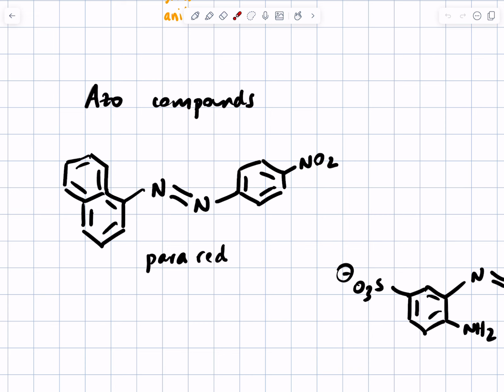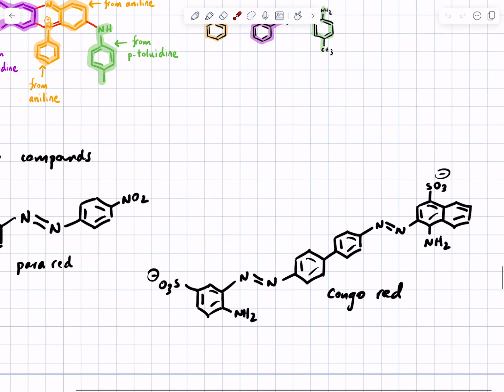So this one is red. And people got very creative. You can see the question they were asking here. What if we stitch two of these azo compounds together in the same molecule? Do we get a different color?